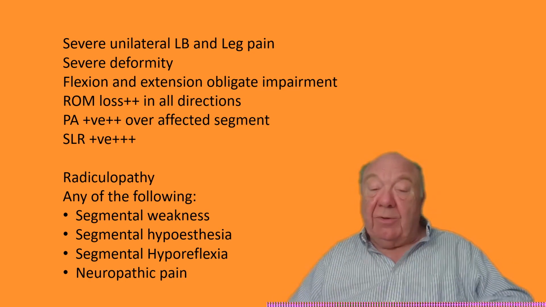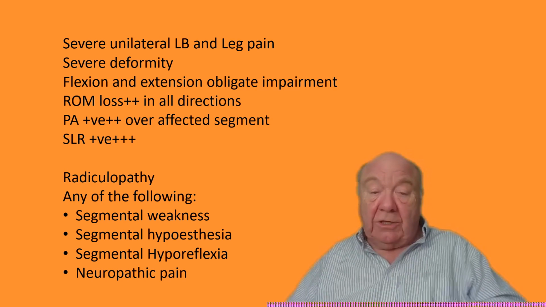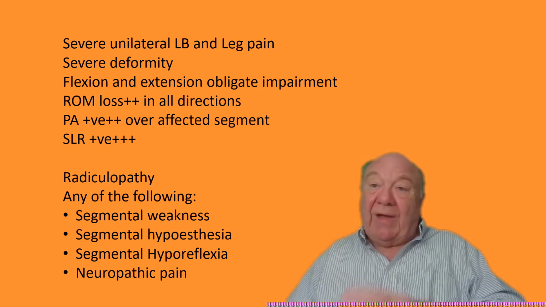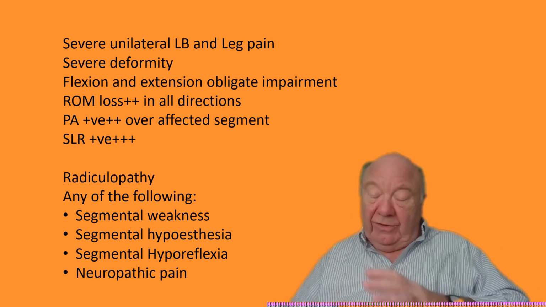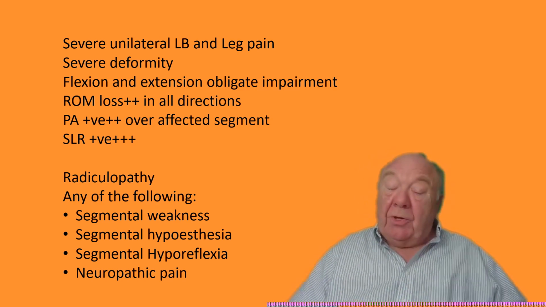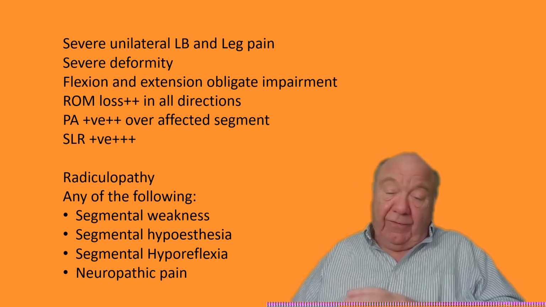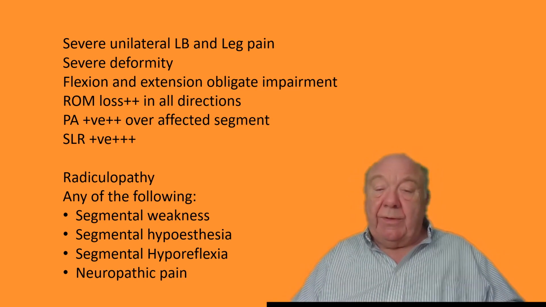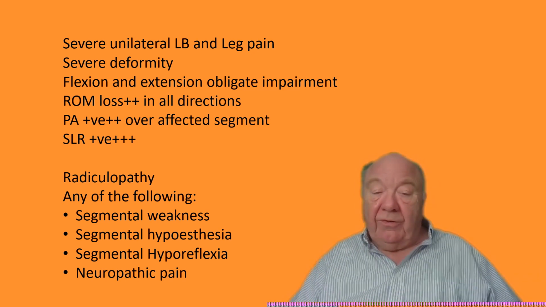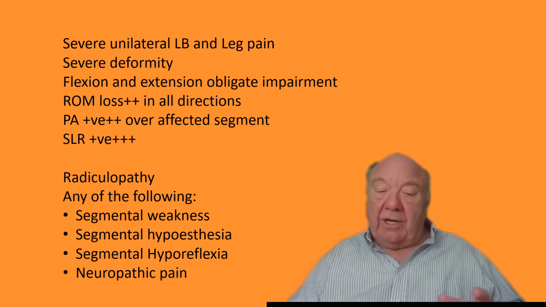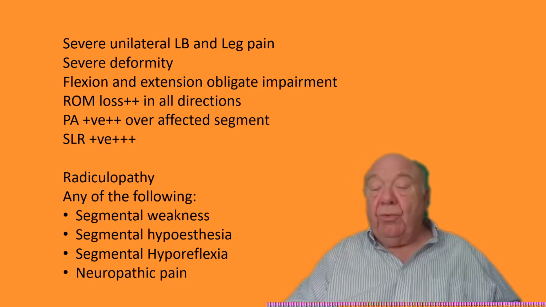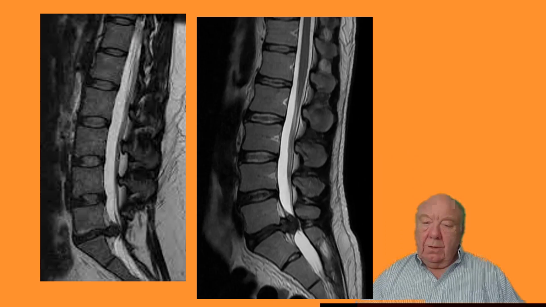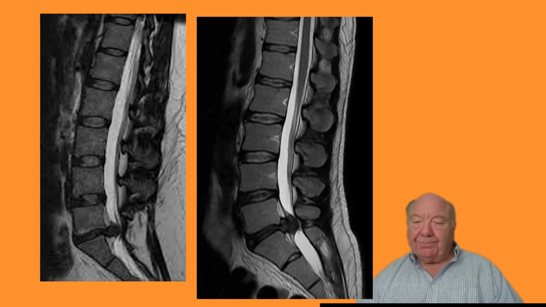PAs over the affected segment are severely positive, with spasm usually, and straight leg raise is very positive. It's rare to see this to be positive only over 60 degrees. It's usually a lot lower than that. Possibly minus n degrees if the crimp has been taken out by the disc. If there's a radiculopathy, it's any one of the following: segmental weakness, segmental hypoesthesia, segmental hyporeflexia, or neuropathic pain. Any one of those basically defines this as a radiculopathy. It's a catastrophe.